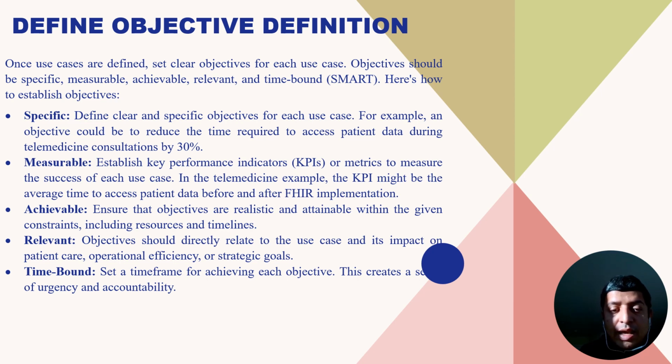For example, an objective could be to help reduce the time required to access patient data during telemedicine consultation by 30%. Measurable. Establish key performance indicators, or KPIs, or metrics to measure the success of each use case. In the telemedicine example, the KPI might be the average time to access patient data before and after FHIR implementation. Achievable. Ensure that objectives are realistic and attainable within the given constraints, including the resources and timelines.